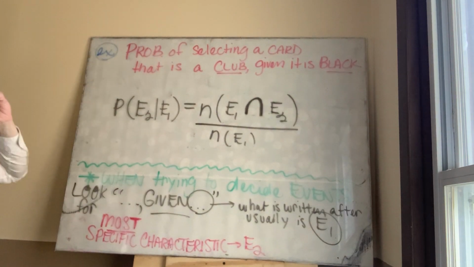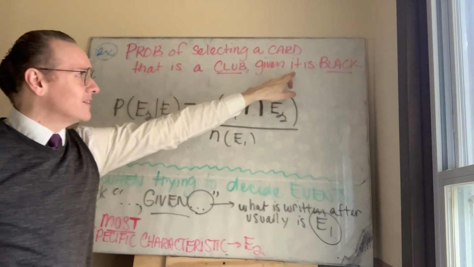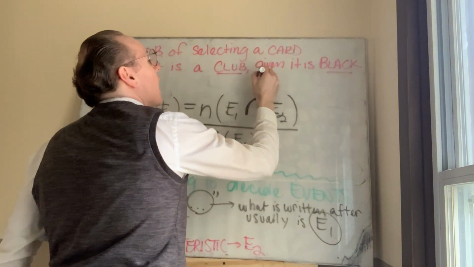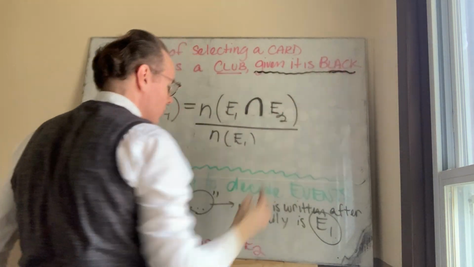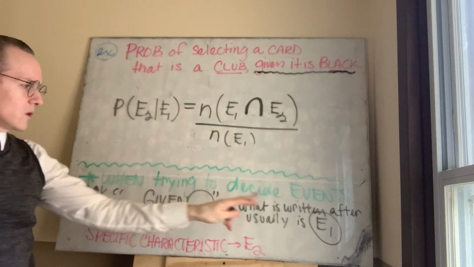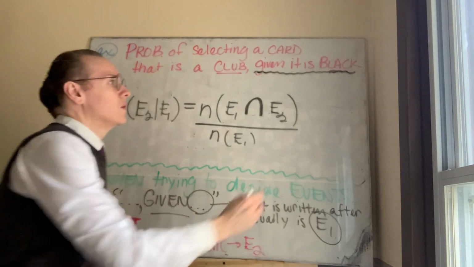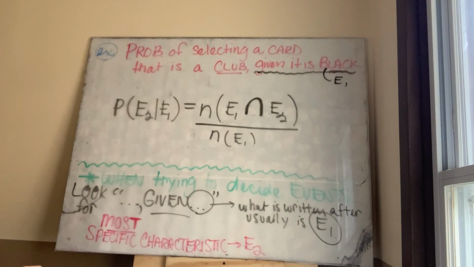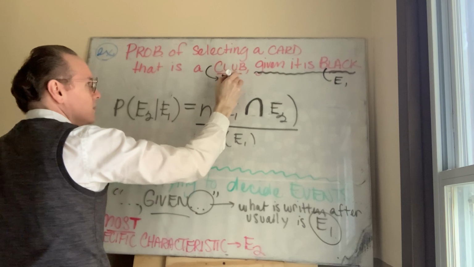Let's answer this question. Let's calculate the probability of selecting a card that is a club, given it is black. This is how we will decide which is E1 and which is E2. For the most part, at least what I've seen, what is E1 is usually part of the phrase that follows the word given. So black is E1. That would therefore force the situation of being a club to be E2.